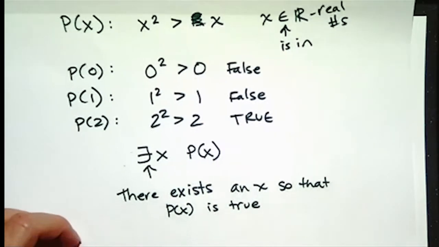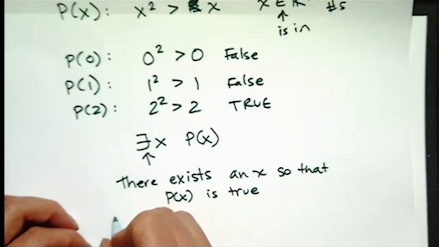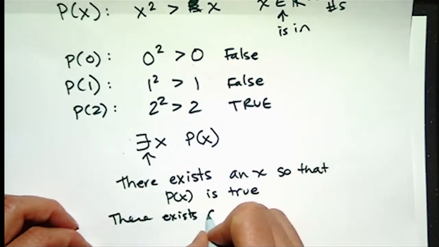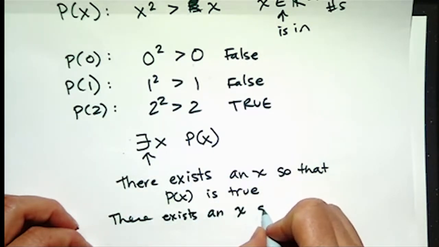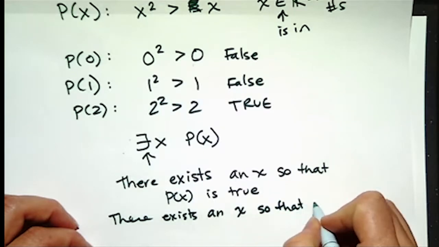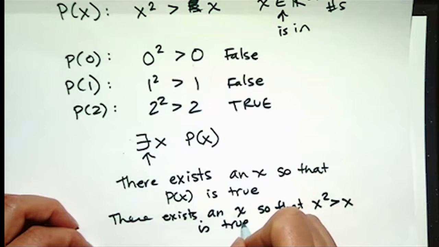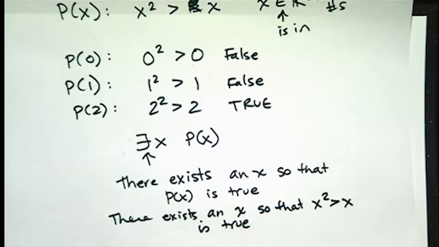And I can plug in, so I can say there exists an x so that x squared greater than x is true. So since p of x is equal to that, I can substitute in, just like I do in my logic stuff. So if two things are equal, I can substitute one for the other.